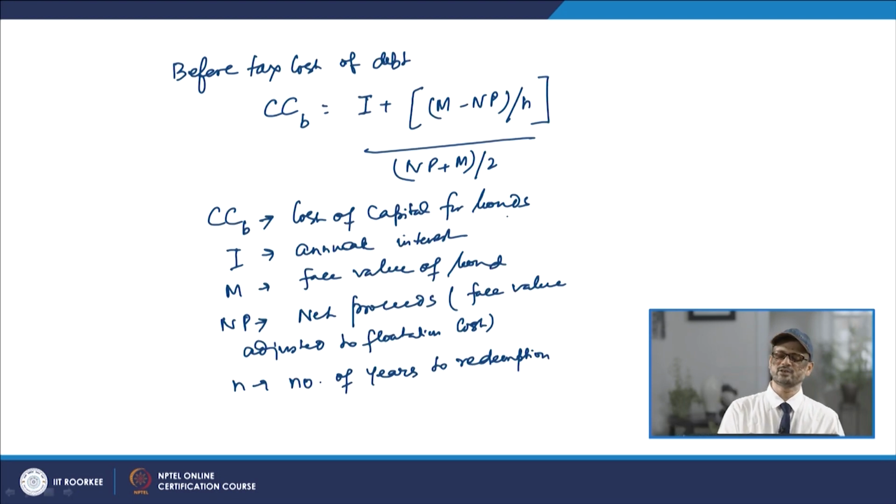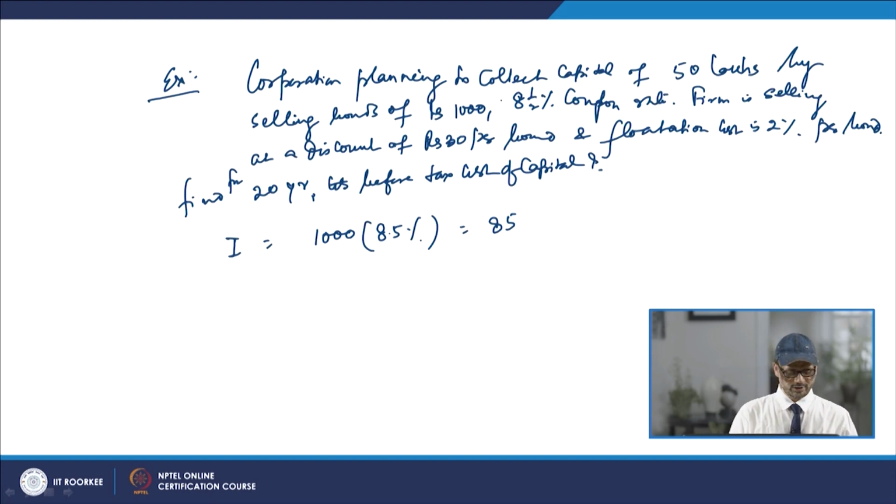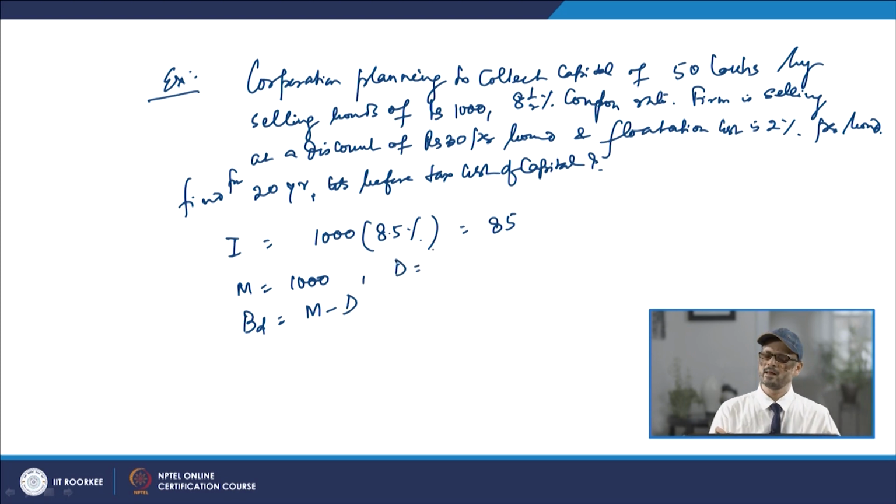Then the expression is M minus NP divided by N. M is the face value of the bond and NP is the net proceeds. M is basically given as 1000. Now, the discount is given as 30 per bond, so the bond discount price will be M minus D, where D is the discount, given as 30.